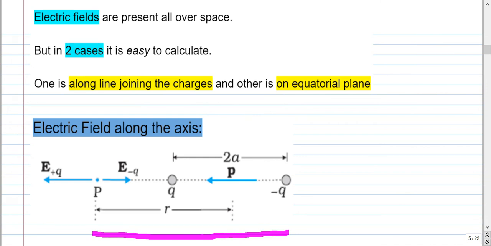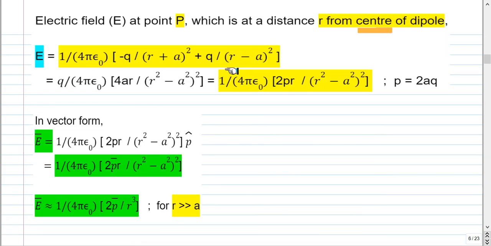Distance of plus q from point P is this much. So that is r minus this distance, which is a. So this distance is r minus a. So electric field due to plus q is q divided by (r minus a) square. So this can be simplified.